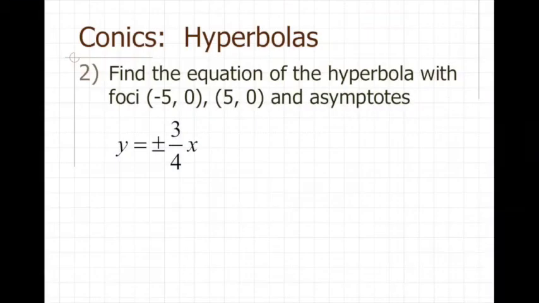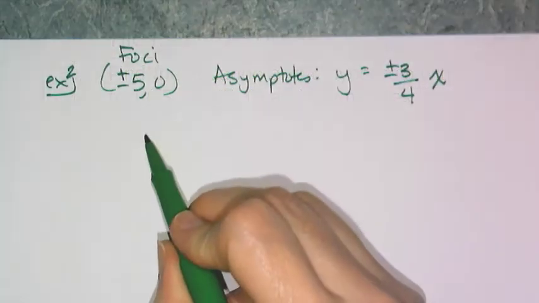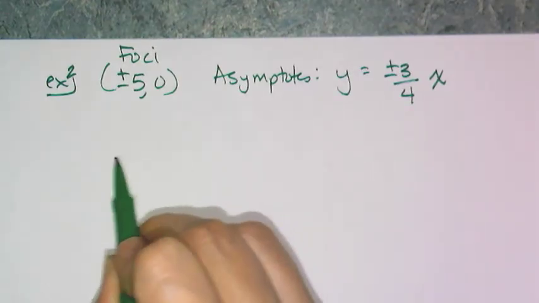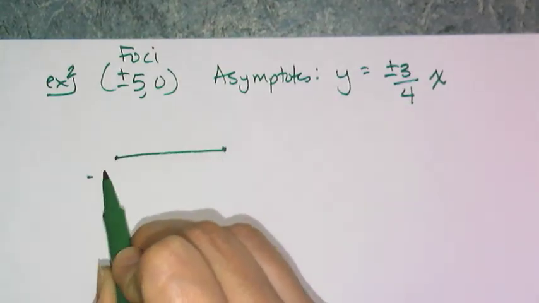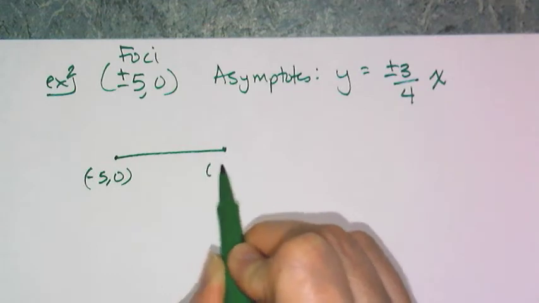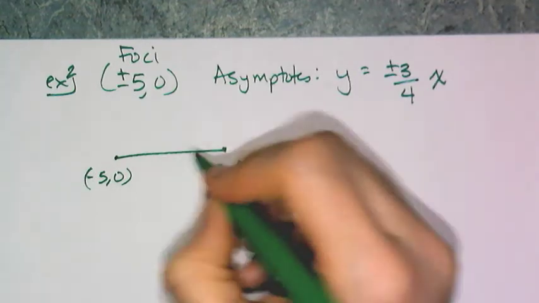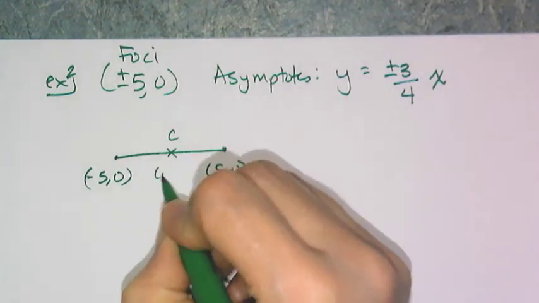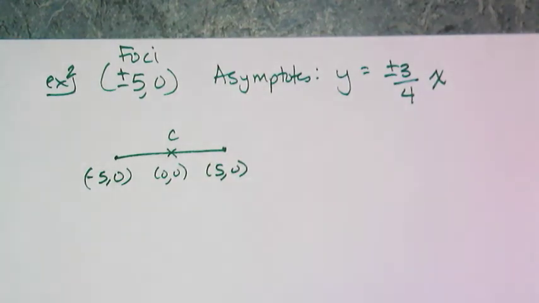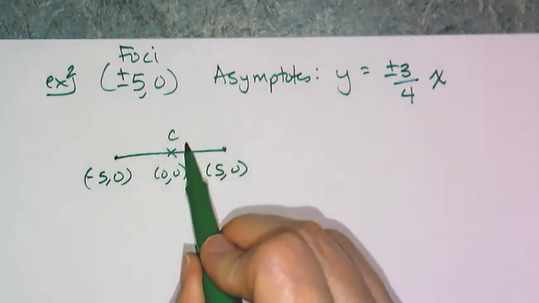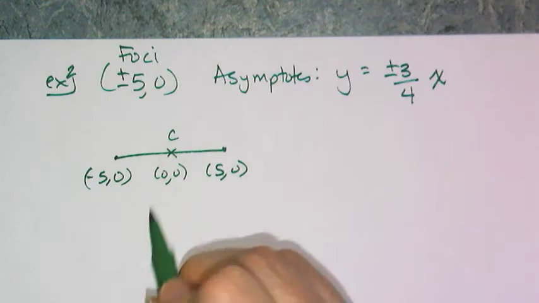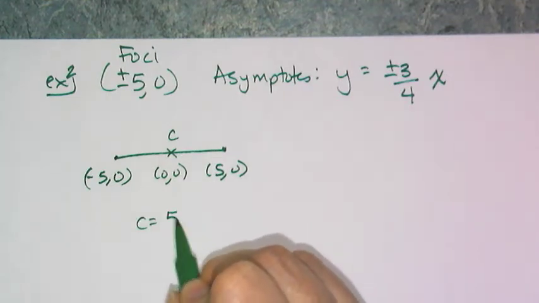And for a second example, let's find the equation of the hyperbola with foci at (-5, 0) and (5, 0), and asymptotes at y equals plus or minus 3/4 x. And to find the center, I have to find the midpoint of the line segment with endpoints at (-5, 0) and (5, 0). So the center is once again at the origin. And with the center at the origin, that means my c value in this case is going to be 5.